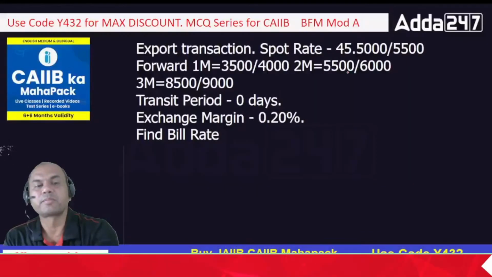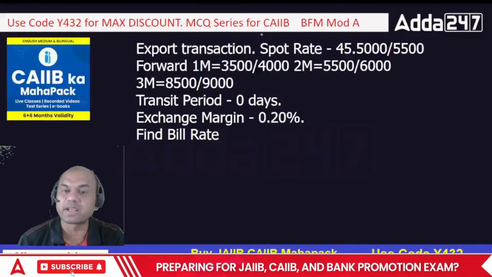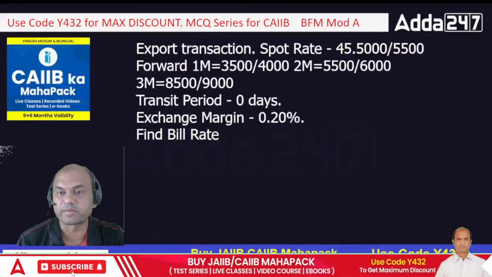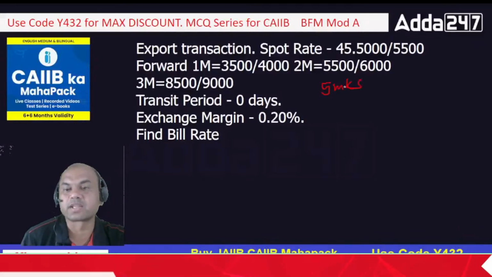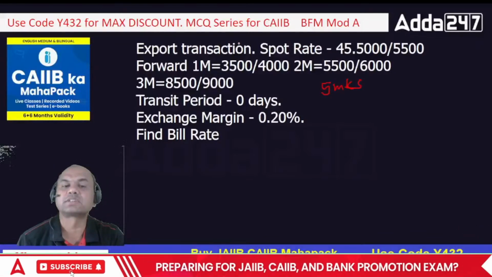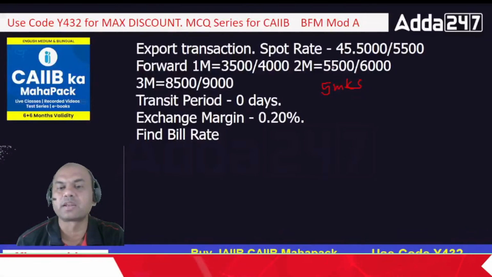Okay, let's start with the numerical. This numerical might come to you for 5 marks, so pay full attention. What is given? An export transaction is mentioned. Once you immediately understand it's an export transaction, 2-3 things should be clear in your mind.